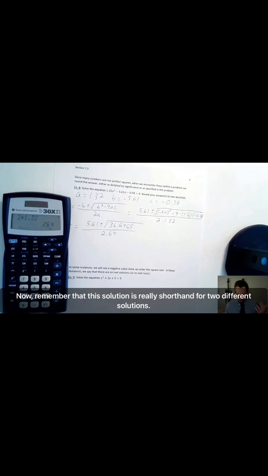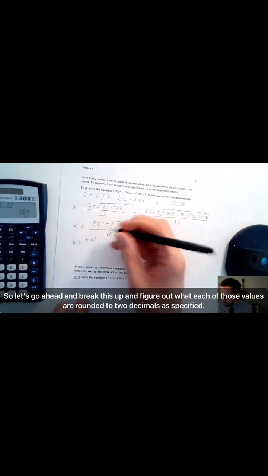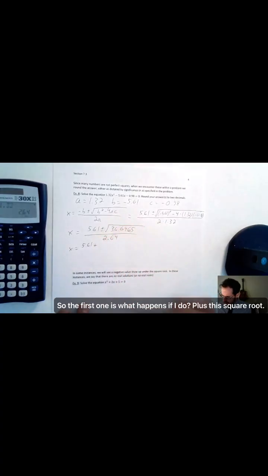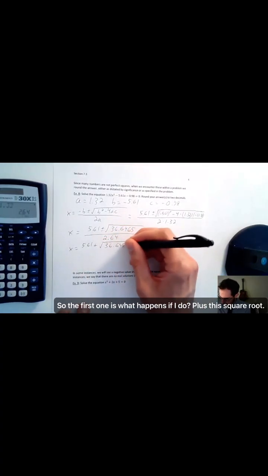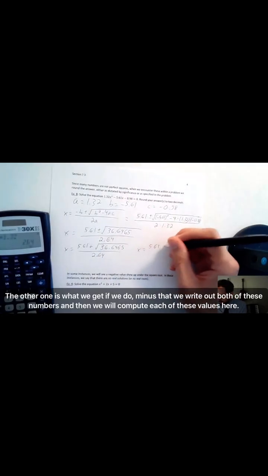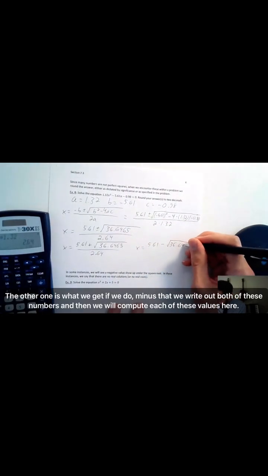Now remember that this solution is really shorthand for two different solutions, one where there's a positive square root, one where there's a negative square root. So let's go ahead and break this up and figure out what each of those values are, rounded to two decimals as specified. So the first one is what happens if I do plus this square root, and then divide by 2.64. The other one is what we get if we do minus that. Let me write out both of these numbers, and then we will compute each of these values here.